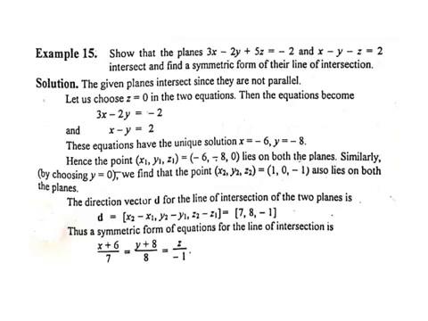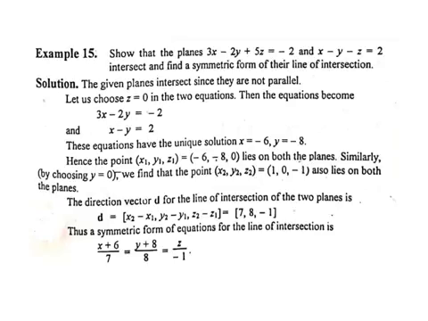The direction vector d for the line of intersection of two planes is given by d equals x2 minus x1, y2 minus y1, z2 minus z1, which gives 1 plus 6, which is equal to 7, 0 plus 8, which is 8, and minus 1 minus 0, which gives minus 1. So the direction vector is d equals 7, 8, minus 1.